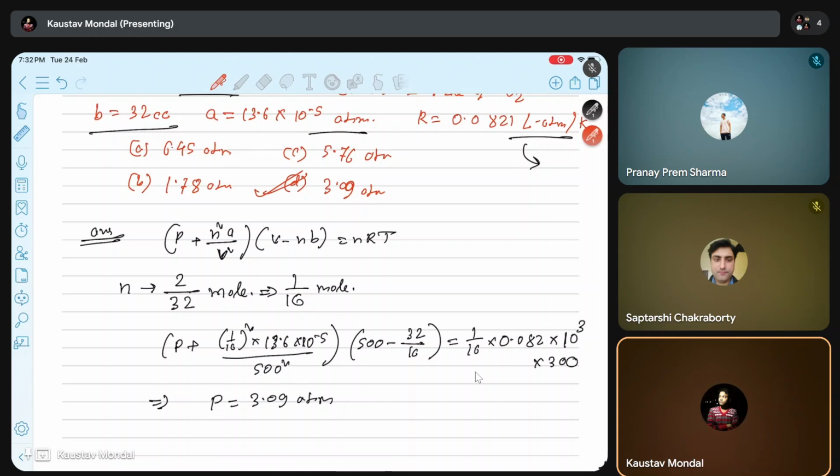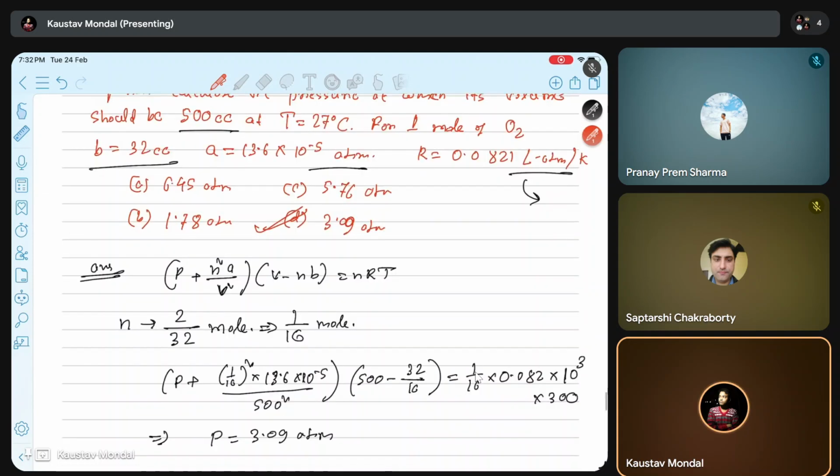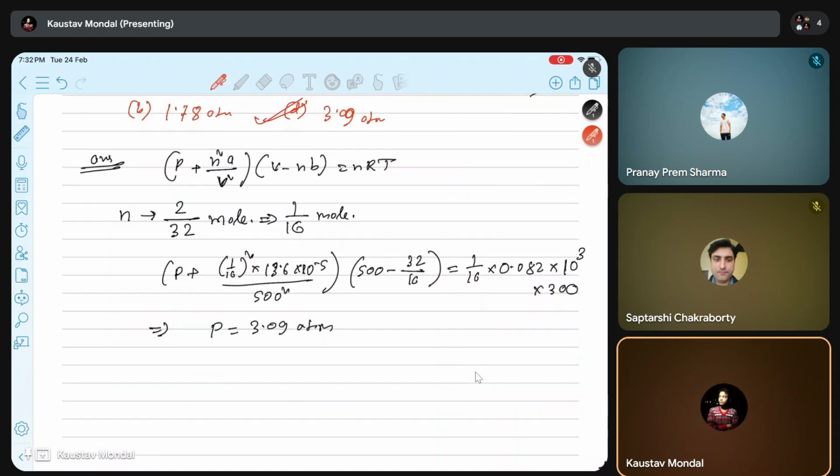So this is quite simple enough. Just the units you have to be a bit careful about. What are the units that are given in the problem, what are the units that you are using for your benefit, or what are the units that have been asked in the options. That you have to be really careful about.